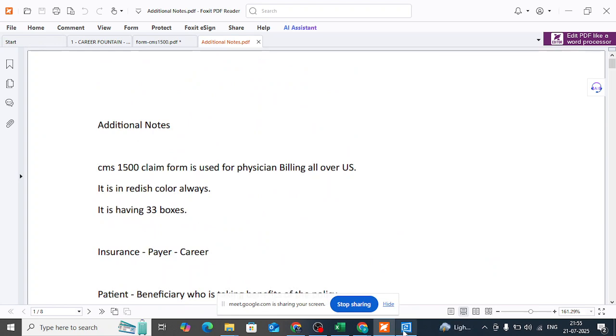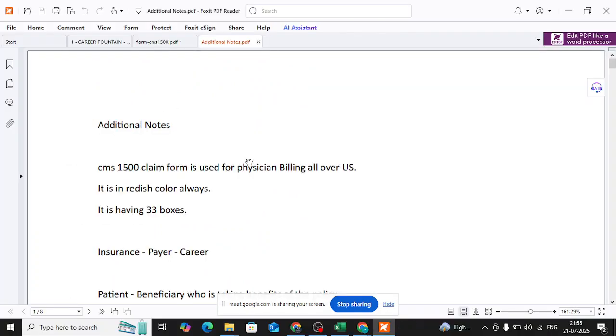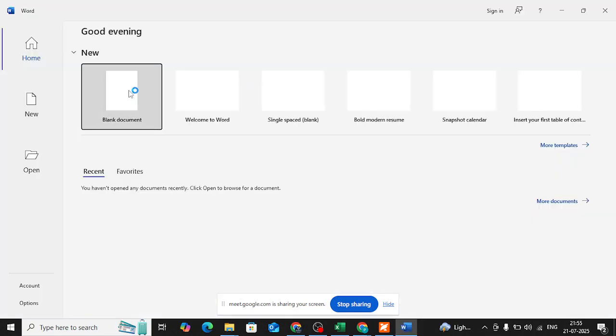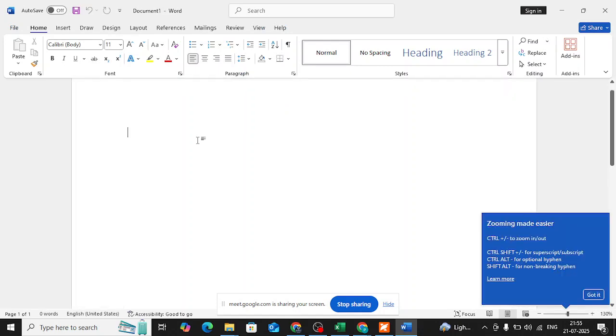I'll create one document. Insurance is also called carrier, and is also called payer.